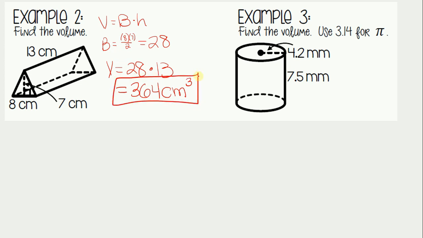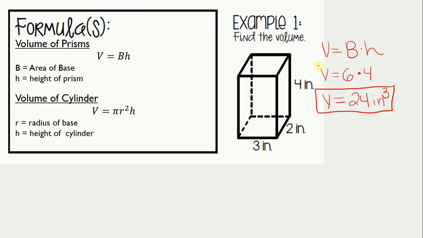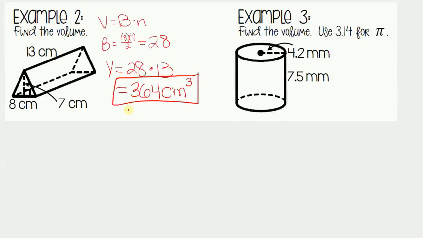Now let's go ahead and work on our cylinder here. So going back here, volume of my cylinder, pi r squared times my height. So I got volume equals pi r squared times my height. Okay, let's plug in what we know. Pi, we're just going to use 3.14. My radius, 4.2 squared, times my height, which is 7.5.